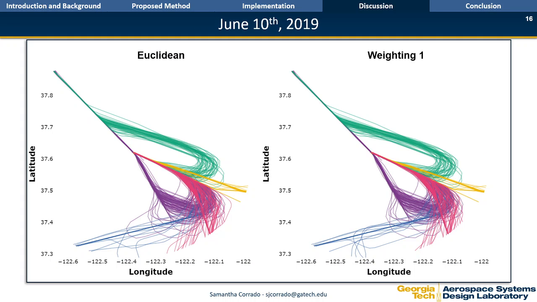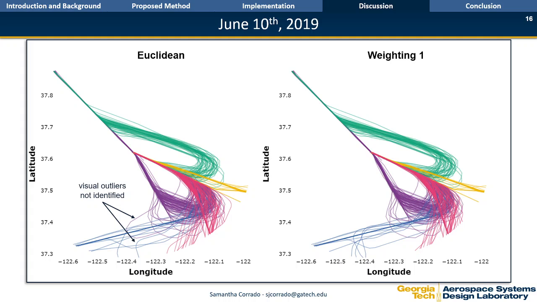June 10, 2019 was selected. At first glance, these two clusterings look relatively similar. However, it can be seen that for the purple flow, there's a trajectory that's way off the nominal track of the other trajectories in this flow that the Euclidean distance does not identify as an outlier, but weighting 1 does.